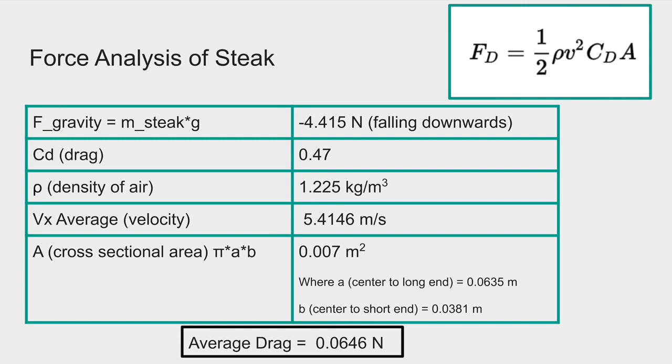As to be expected, the stake's drag was the highest out of all of the objects that were observed, since it had the largest surface area. The stake's velocity in the x direction was also the highest because the stake also had the largest mass. With it having the largest mass, that means it also had the largest force due to gravity.